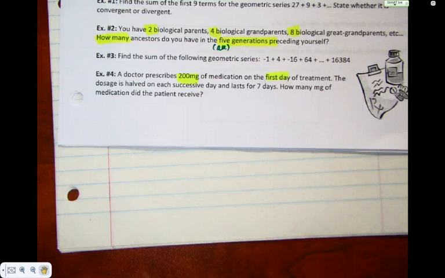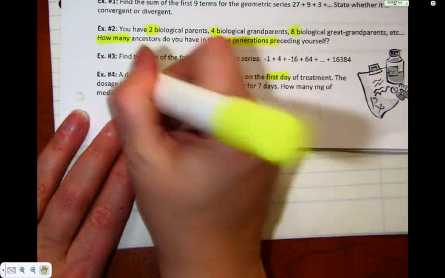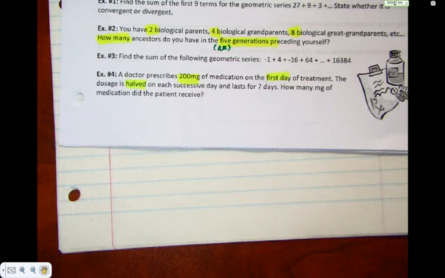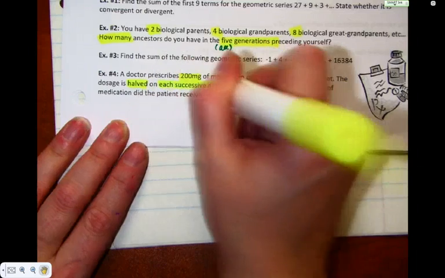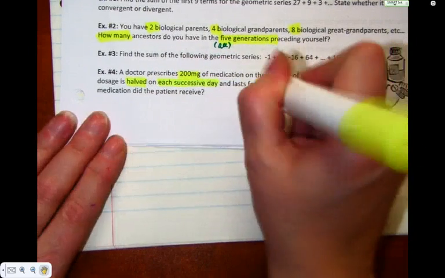The second sentence. It's halved. Each successive day for some brains might be important. 7 days.